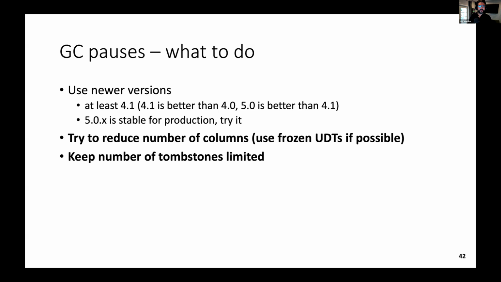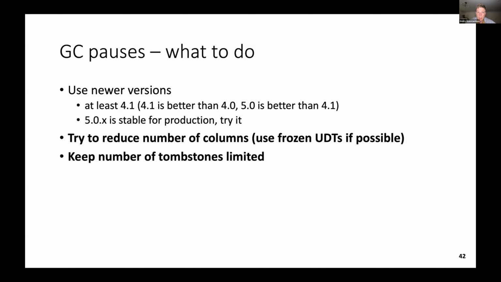It's a phenomenal release. Yeah, so if we speak about what we can do from a development point of view, I mean, you're an application developer, how you can reduce the pressure on GC. You can try to reduce the number of columns. If you have many value columns, you can group them together into a frozen UDT. It will significantly reduce pressure on Cassandra from a computational point of view and correspondingly on garbage collection.